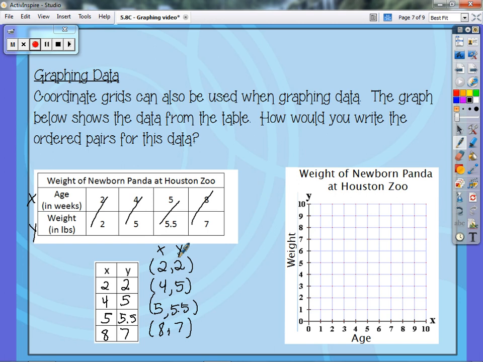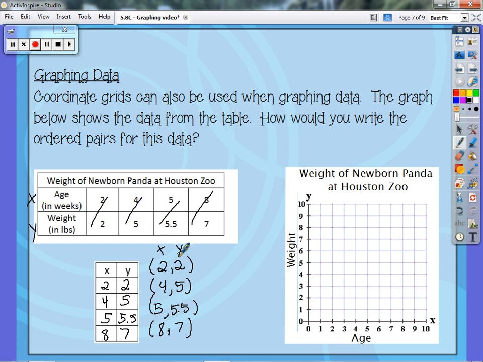So now we use all this information. And again, what do we do when we first begin with our ordered pairs? What's the first thing we've got to do? Number 10. Jessica, we've got to do what?